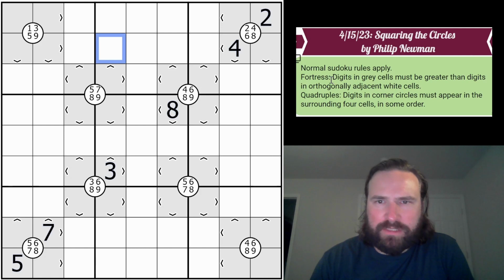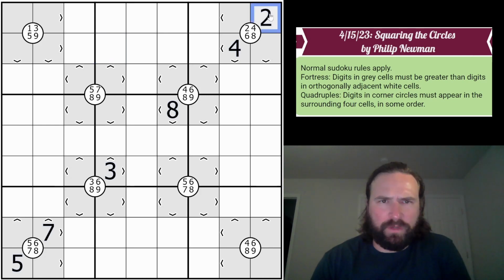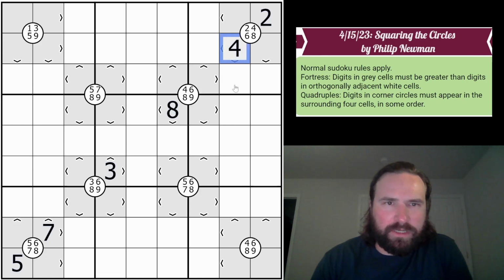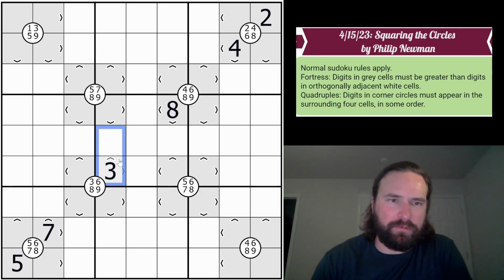So digits in gray cells must be greater than digits in orthogonally adjacent white cells. Okay, so this 2 doesn't have any orthogonally adjacent white cells. This one does. But this has to be greater than, so these two cells. And there are little arrows pointing to the cells that they're adjacent to as well, which is helpful. 4 is interesting because there's a 2 in the box, but 3 is even more interesting because these digits have to be less than 3. So this has to be a 2 and a 1 in some order.